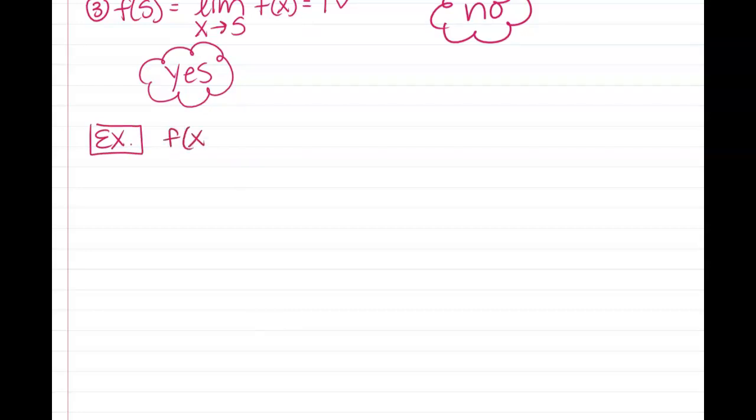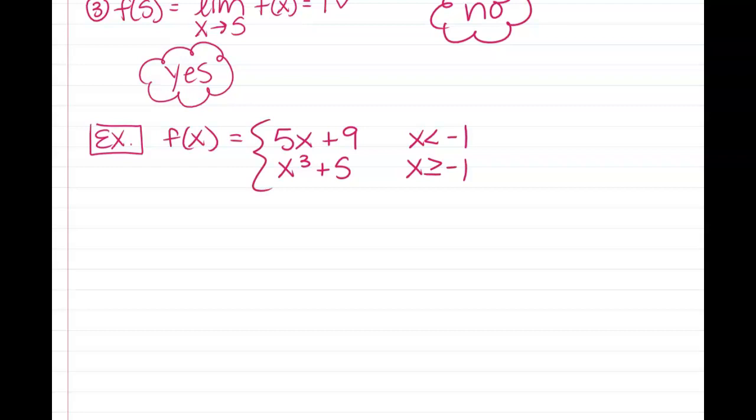F of x equals 5x plus 9 for x is less than negative 1, and x cubed plus 5 when x is greater than or equal to negative 1. And so our only spot we have to check is negative 1. So is the function f of x continuous at x equals negative 1?